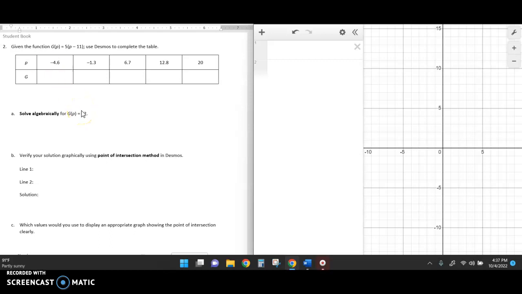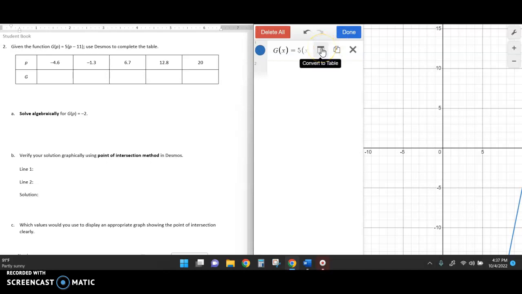Let's look at this generic problem using Desmos. And so we want to complete this table. So we go to Desmos and g of x equals, because I'm using x again as my input, 5 parentheses x minus 11. We don't care what the graph looks like right now. We just want to create the table.